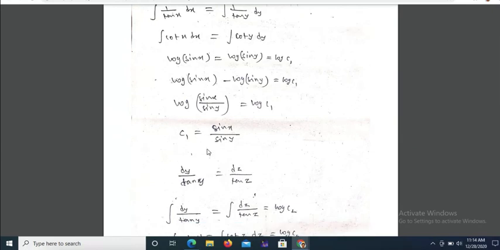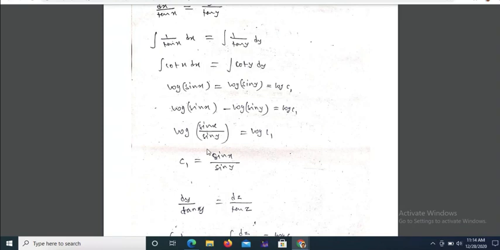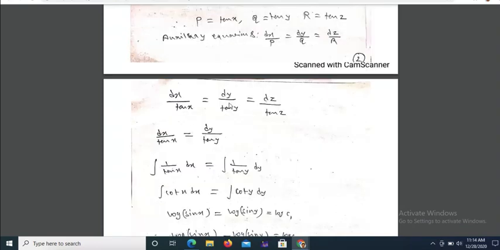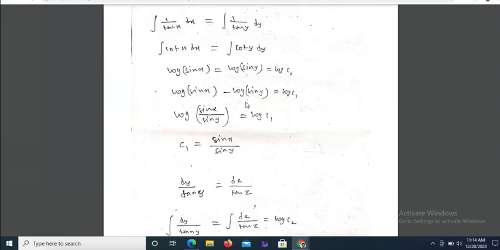This is one term. Similarly, we have three terms equal here: dx by tan x, dy by tan y, dz by tan z. I selected these two, meaning these two are equal. So we got c1. Now I'm going to the other two terms. The first two terms are one pair, the second two terms are another pair, and the first and last terms are left to you. So you will get c1, c2.